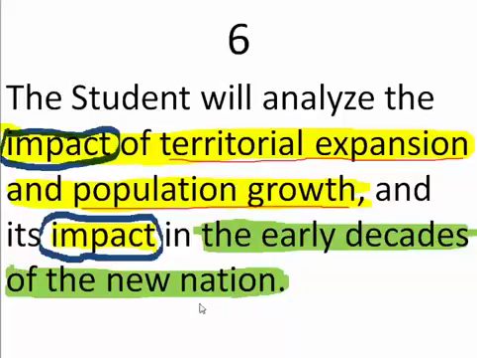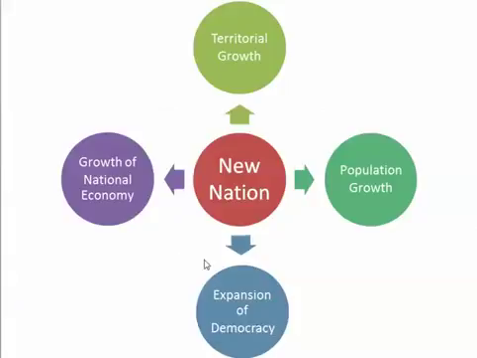We're going to be looking at the impact of things on the early new nation, the United States. So the impact of territorial expansion and population growth. We're going to have population growth going on in the United States, and this territorial expansion, these new lands out west we're going to get. What's the impact of those on the early decades of the new nation? So what we're going to be talking about is the new nation. How is it going to deal with territorial growth? How's it going to deal with this population growth? How's it going to deal with the expansion of democracy and the growth of a national economy? That's what we're going to be looking at.